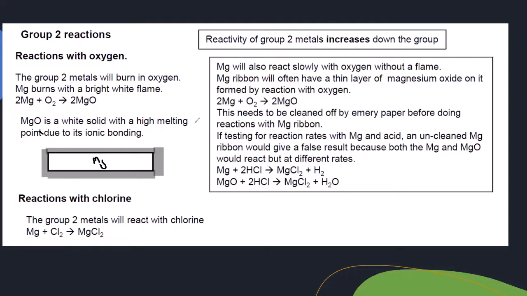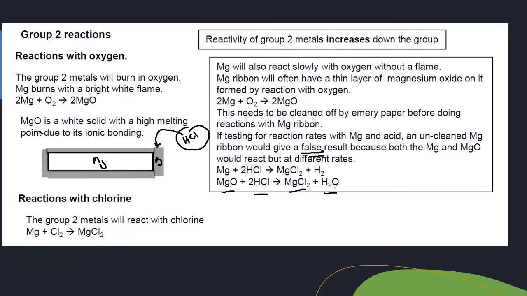So if you are testing for reaction rate, for example finding the speed of reaction between magnesium and acid, unclean magnesium would give a false result. Why would it give a false result? For example, if you add hydrochloric acid, the top layer is magnesium oxide. So magnesium oxide plus hydrochloric acid gives magnesium chloride plus water.